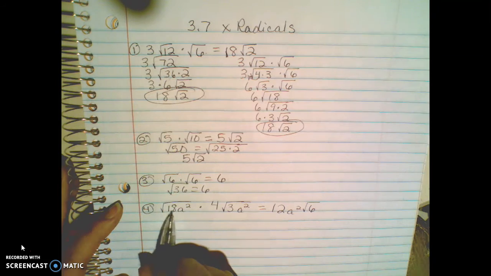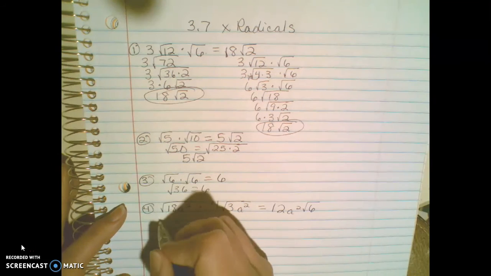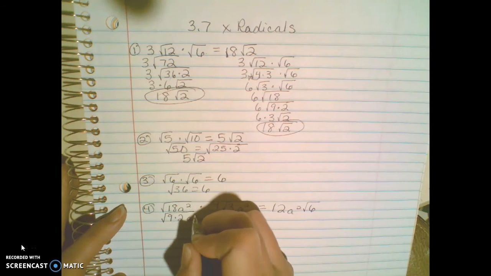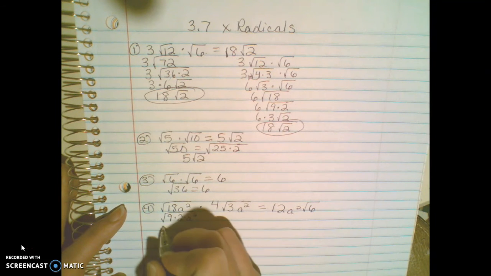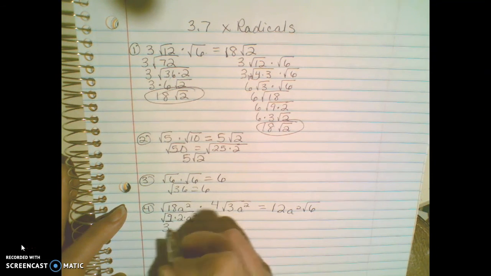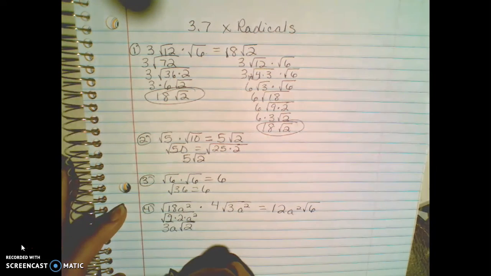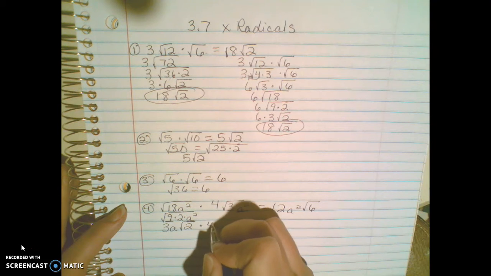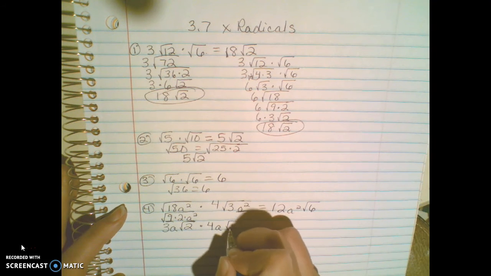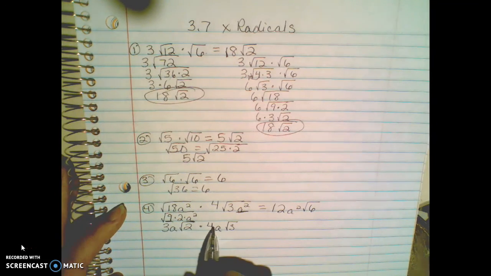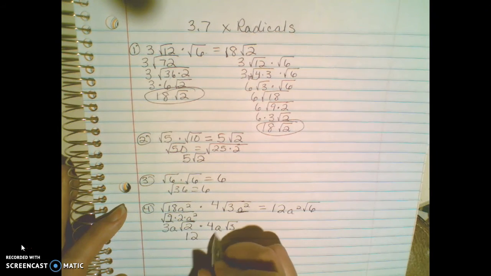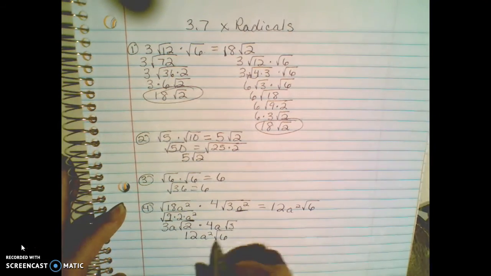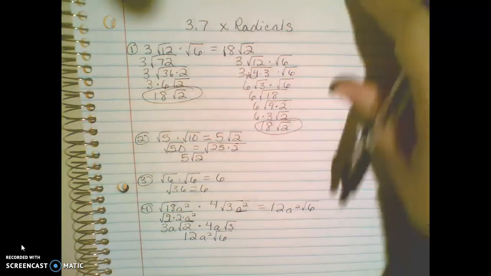And I simplified this one individually first, so I said that 18 is the same thing as 9 times 2 times a squared, and so the square root of 9 is 3, square root of a squared is a, and then square root of 2. And then this one, the square root of a squared is a, so I put 4a times the square root of 3, and then 3 times 4 is 12, a times a is a squared, 2 times 3 is 6, and since those were in the square root, they stay in the square root.